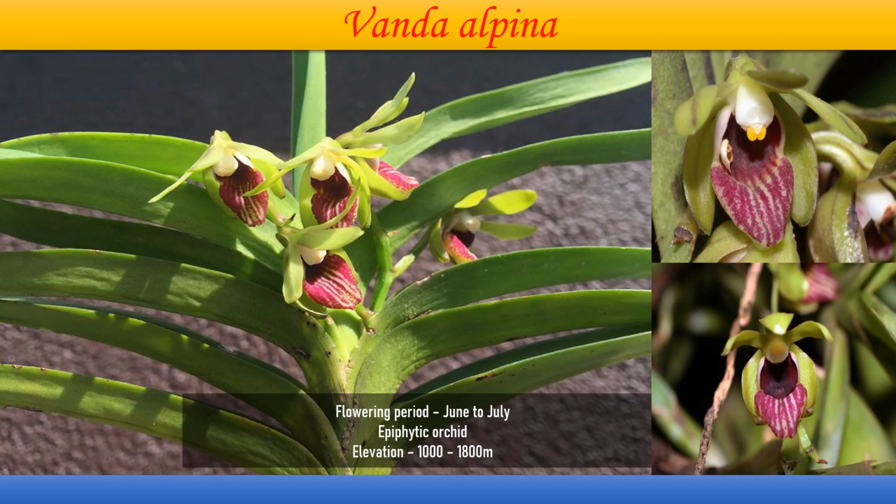So Vanda alpina is commonly known as mountain Vanda. It is an epiphytic orchid, and sometimes it is compared to Vanda cristata. But what makes it different is that Vanda alpina does not have the horns at the apex of the leaf, and Vanda cristata does have. So this is the difference by which you can distinguish between the two Vanda species.